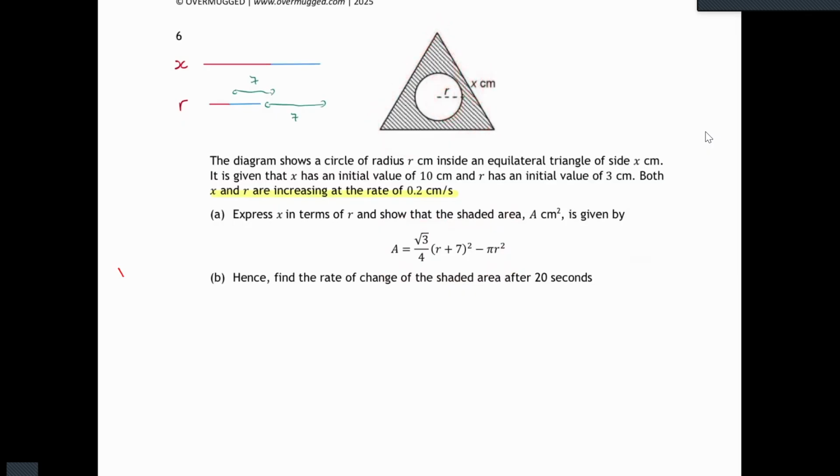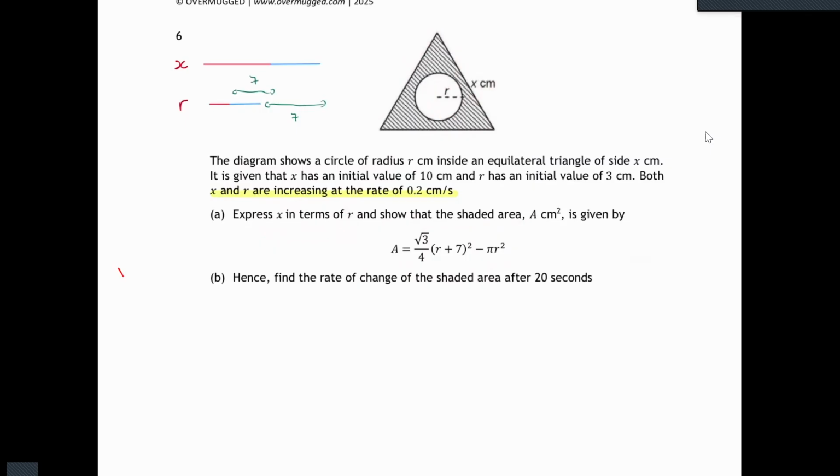So the intuition is that once I get my expression for x in terms of r, I will sub away my x to give me a function purely in terms of r only. Okay? This part is a bit difficult, I'll go through. So then the rate of change part, I'll give you a hint, then you can try.